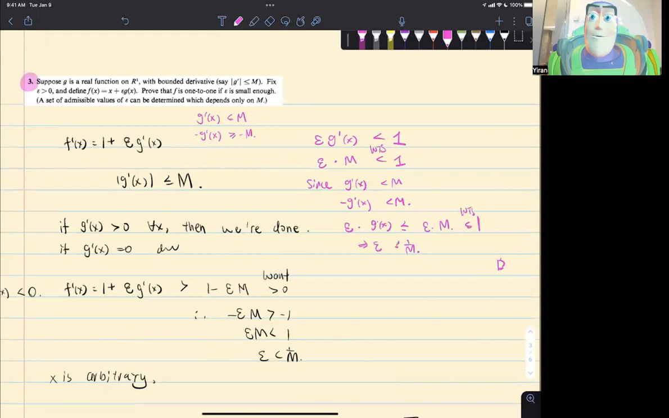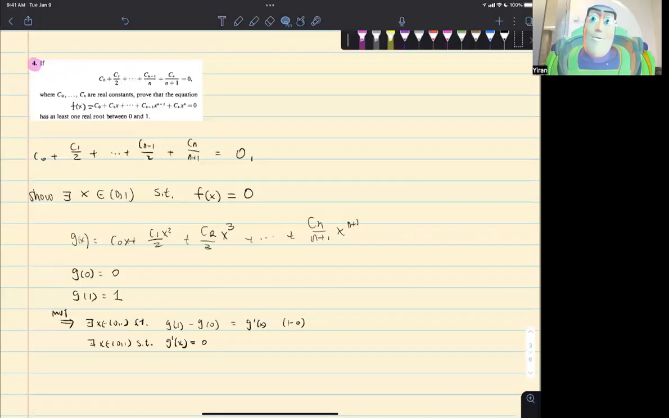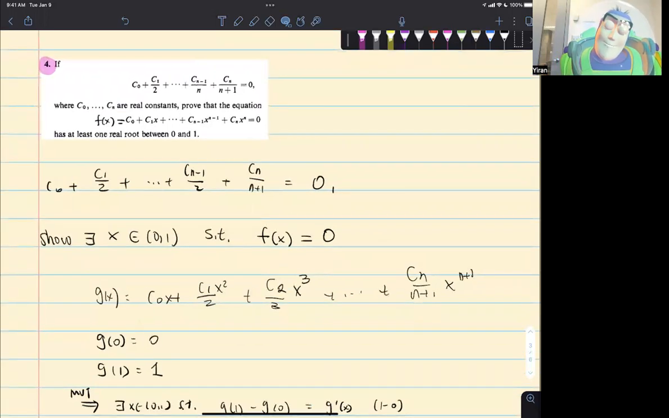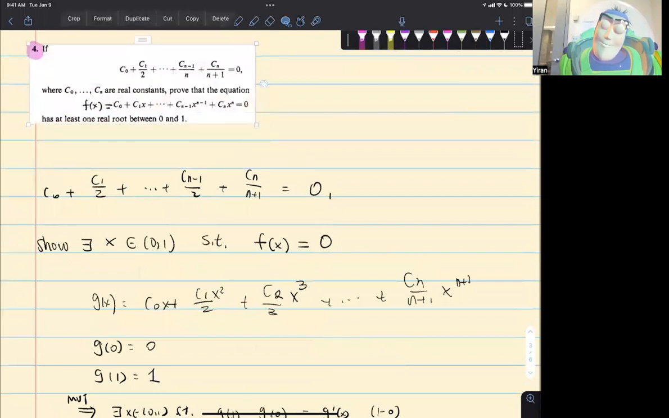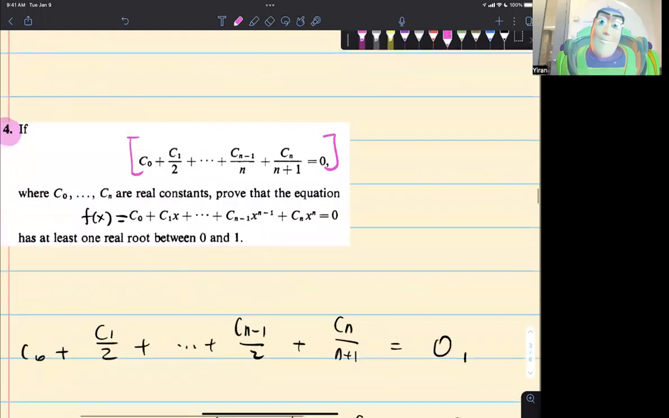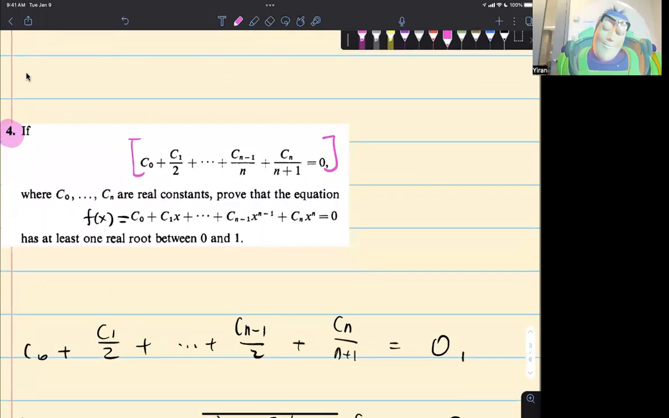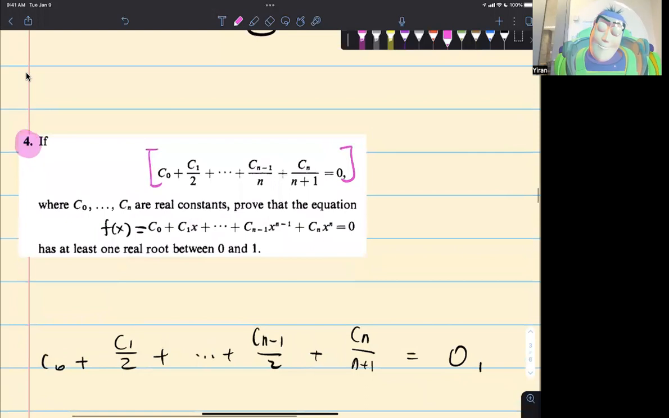Okay, now let's look at the next problem. We're given that this one holds, and we're also given that those are real constants, and then we want to prove the equation has at least one real root between 0 and 1.